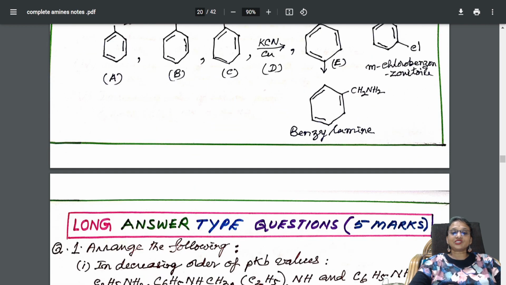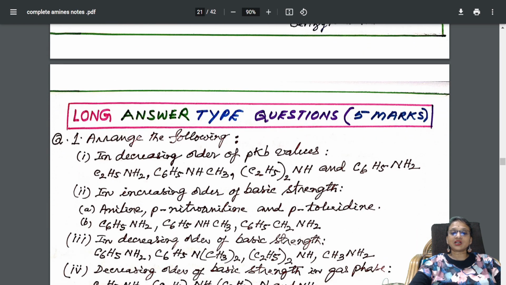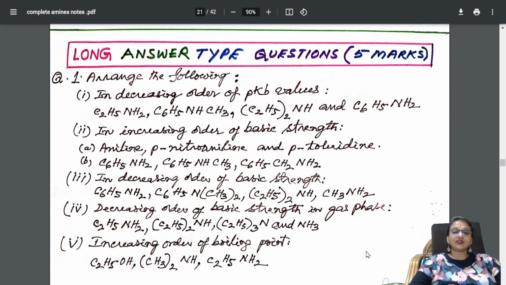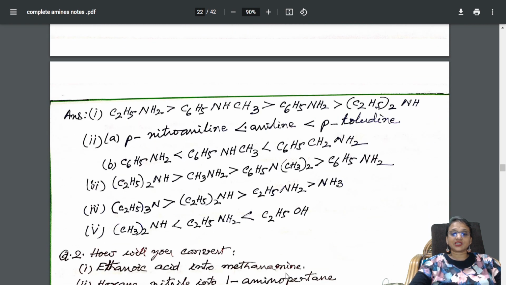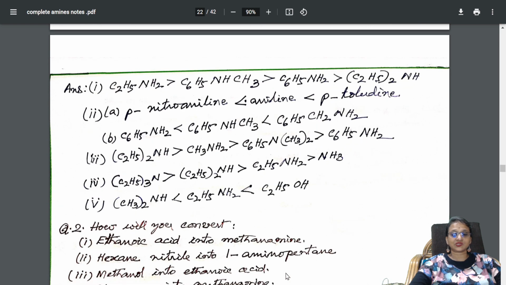Done. Gradually from there, I took you into 5 marks questions. Check, students. In 5 marks questions, they will ask you all different types of orders: increasing order of basicity or decreasing order of basicity. They will ask you basic strength in gas phase, in aqueous phase, boiling point order, and from there, gradually, I gave you the answers. Everywhere below the question, the answer also is given.